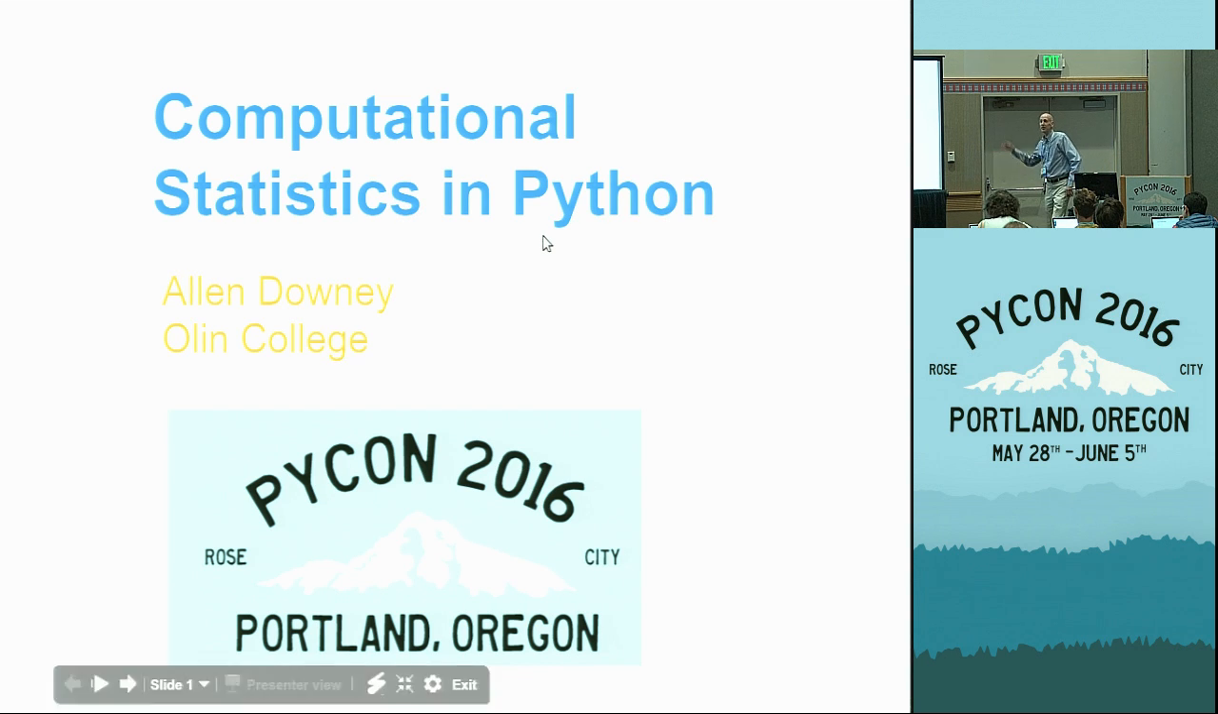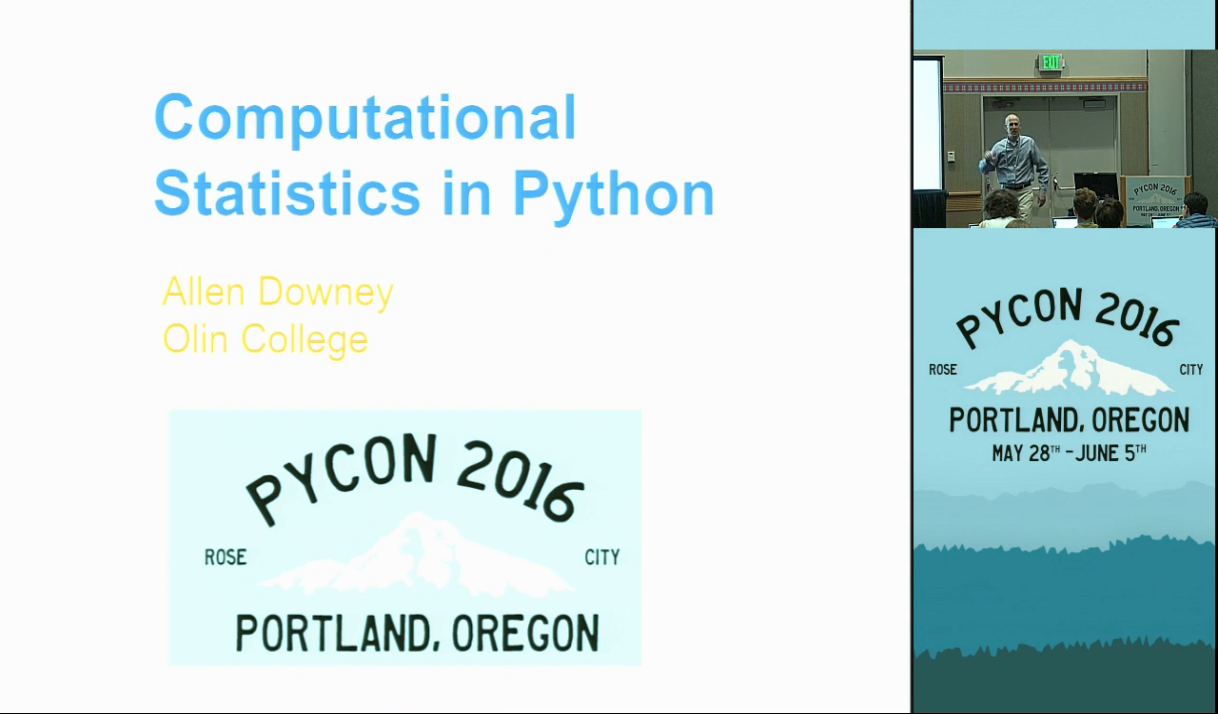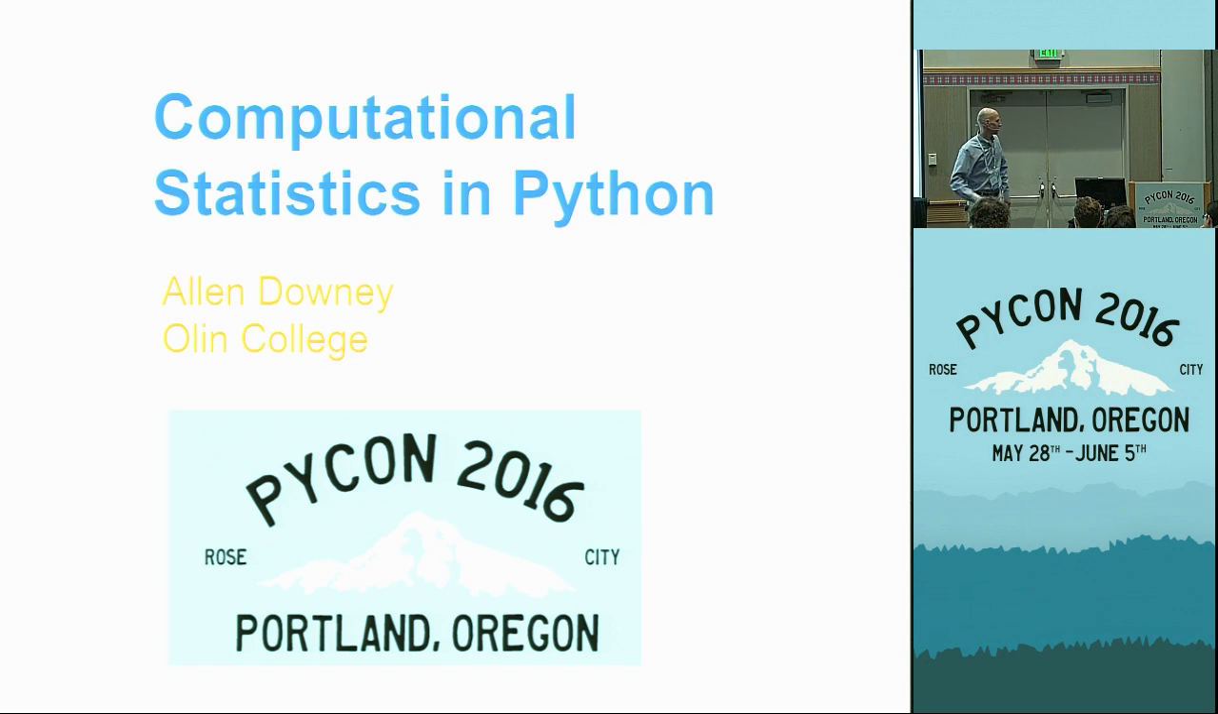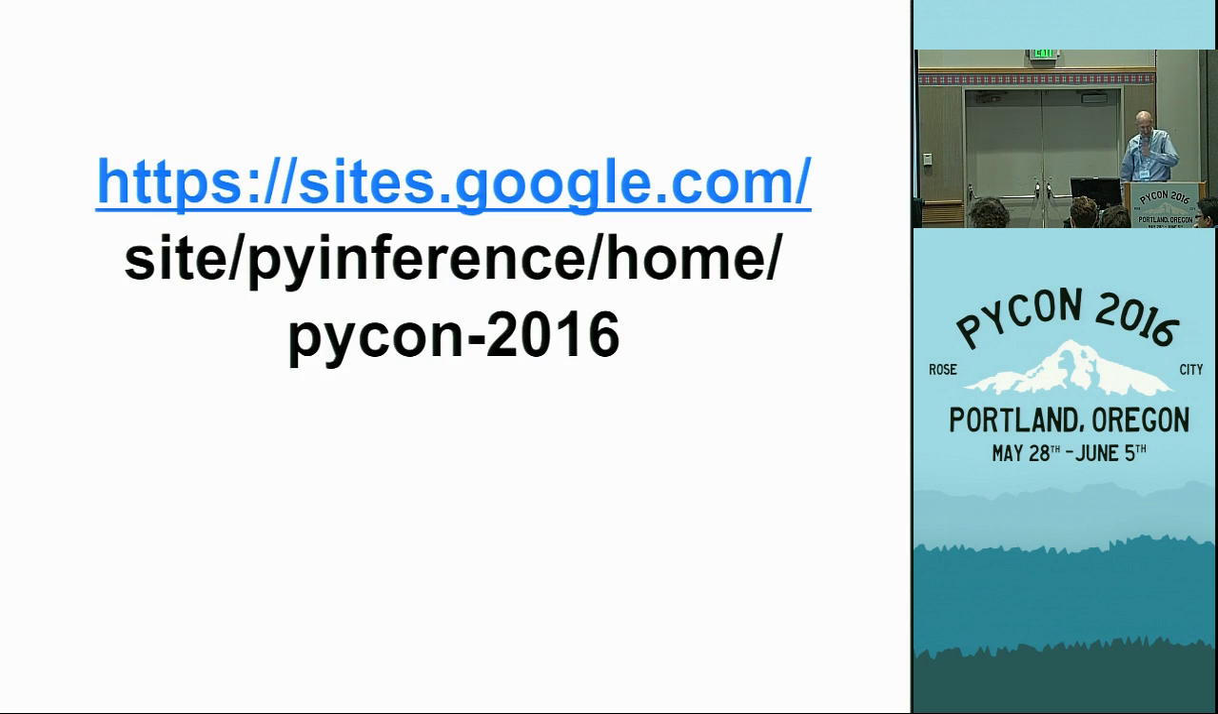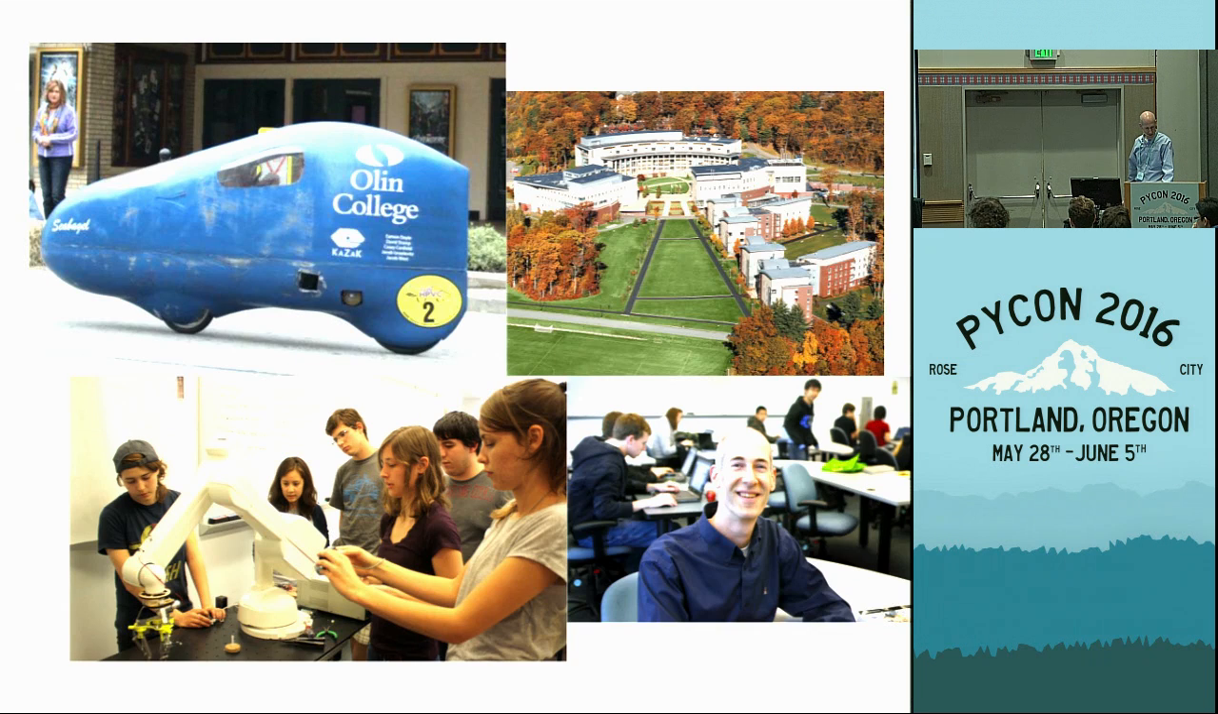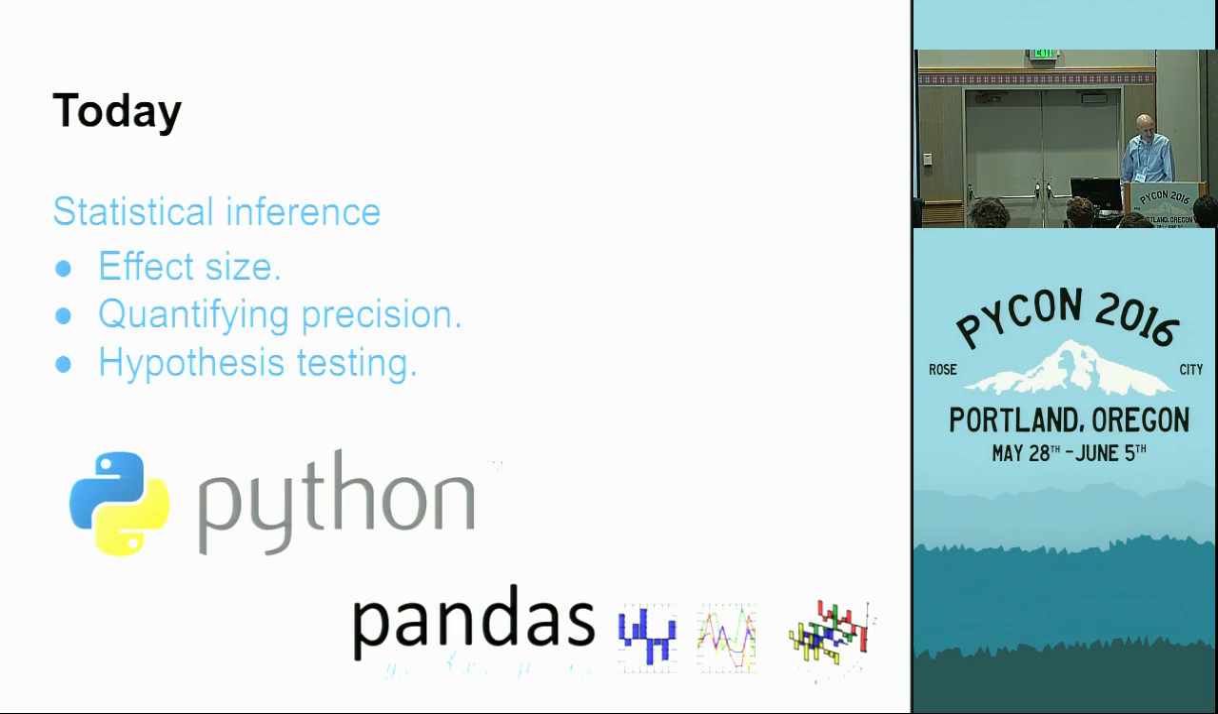So this is computational statistics using Python. I'm Allen Downey. I teach at Olin College, which is a new engineering school just outside of Boston. I see we have a couple of people here from Boston that I know. How many other Bostonians are out there? All right, good. Nice to see you all. Again, this is the URL. Here are some pictures from Olin College. Not everybody knows about it because it's new and small. Our mission is to fix engineering education.